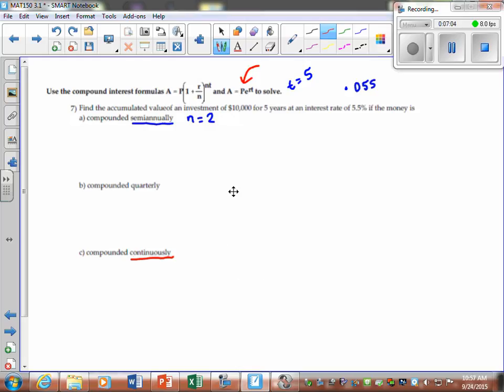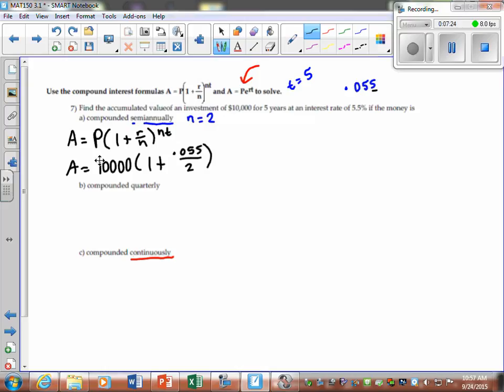So let's just start with part A and use this formula, plug in all your given information, and plug this in. So the principal is going to be 10,000. 1 plus our rate, which we already wrote as a decimal, so 0.055. N, we said, was semi-annually, so it's twice. N again, and then our time was 5.